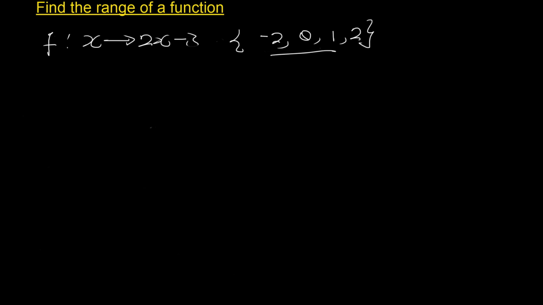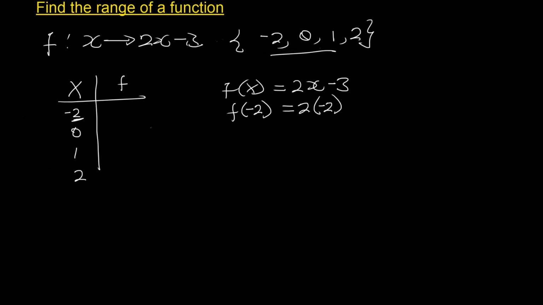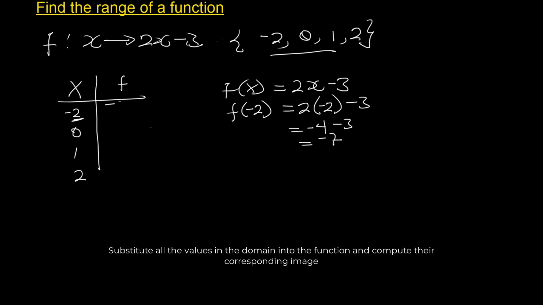We can make a table of x and then f. First we have the domain: -2, 0, 1, and then 2. f of x is equal to 2x minus 3. f of -2 is equal to 2 times -2 minus 3. This gives us -4 minus 3, and that is equal to -7. So when x is equal to -2, we have -7.